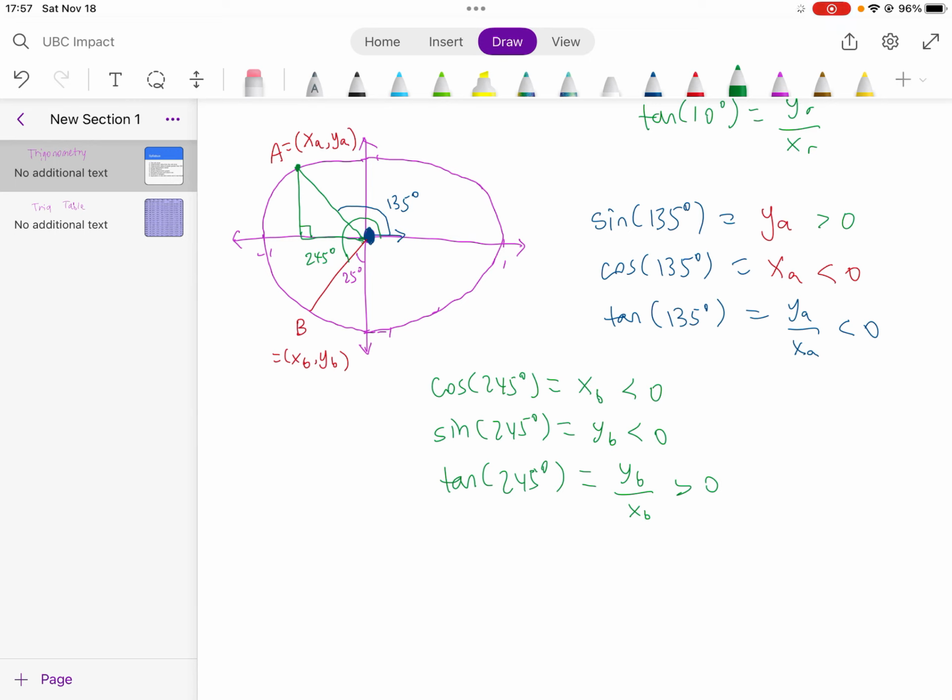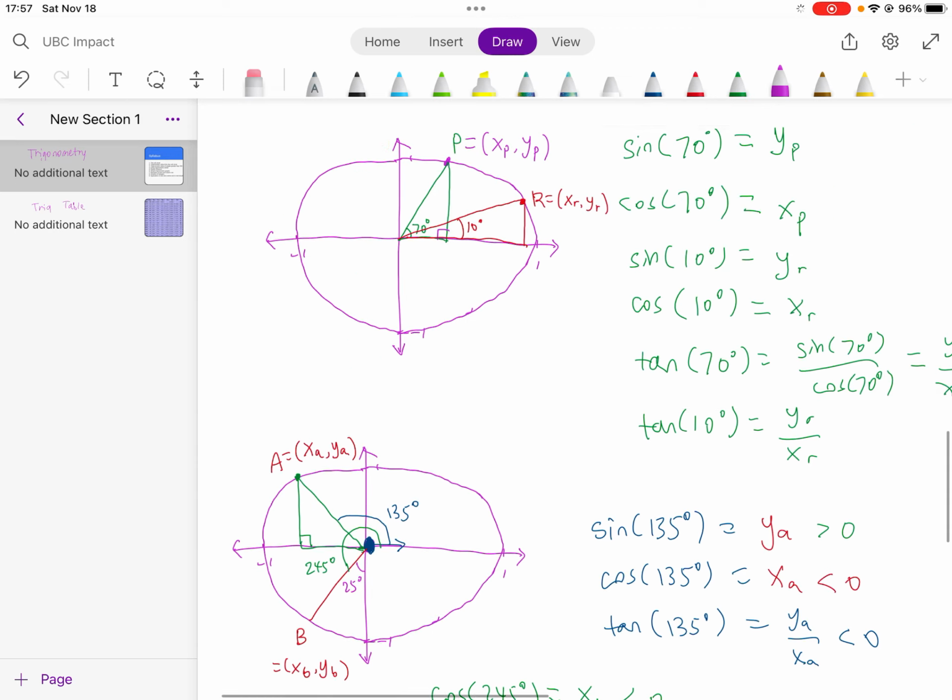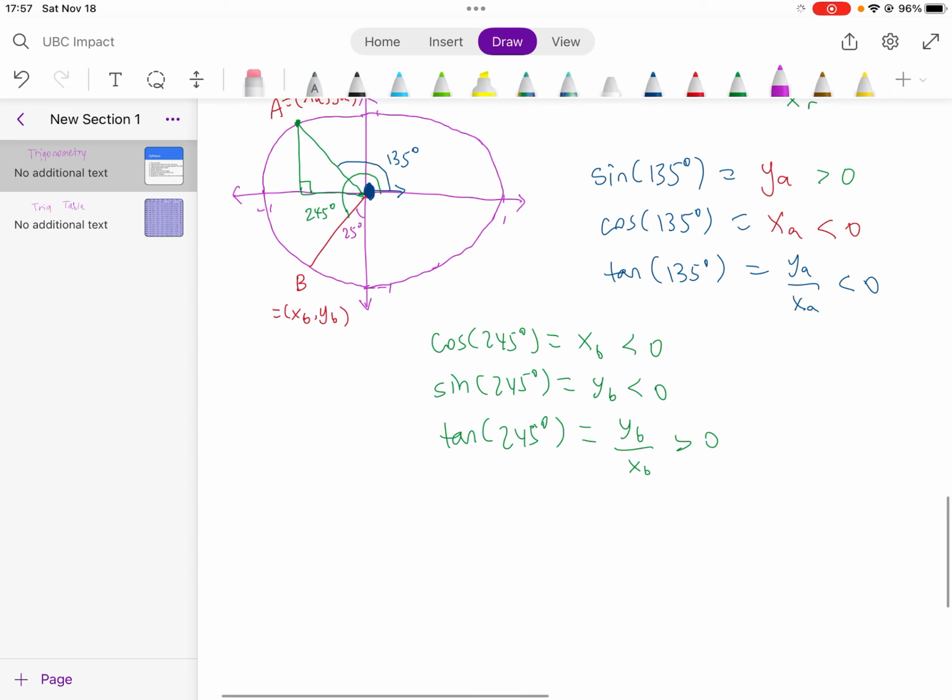And then you can try the fourth quadrant, but essentially in the fourth quadrant, the cosine is going to be positive, the sine is going to be negative, and the tangent is still going to be negative. See if you can figure out why yourself, so try it yourself. I will not go on and explain the fourth quadrant.